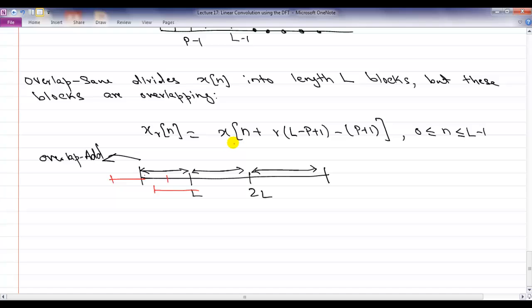But mathematically, what this is saying is you divide your input signal into overlapping blocks now. You get L samples, then the next block, instead of starting after those L samples, starts P minus 1 samples behind. And then it takes L samples. Then the next block starts P minus 1 samples behind and takes the next L samples, and so forth. So this is for overlapping blocks, and you can expand that and play with it a little bit to get a better handle on it.